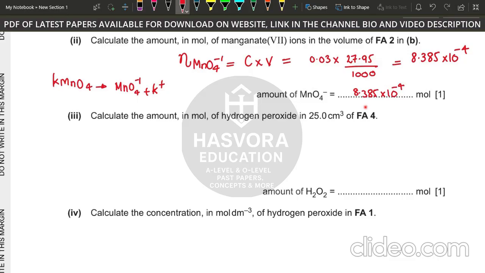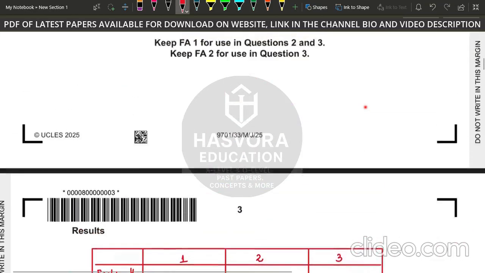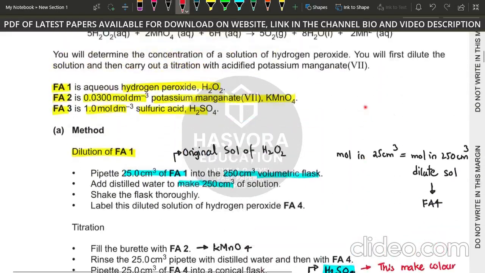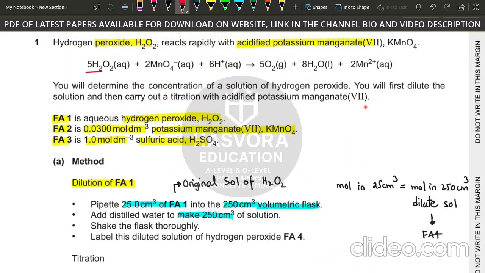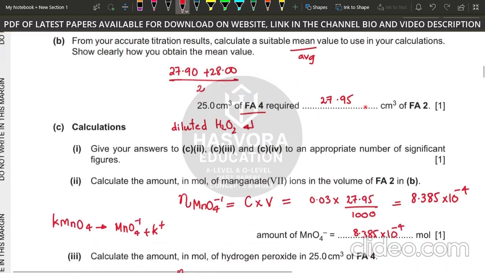Now calculate the amount in mole of hydrogen peroxide in 25 cm cube of Fa4. So we have to calculate now the moles of the hydrogen peroxide in the volume of 25 cm cube. So you know that 25 cm cube of Fa4 actually reacted with the 27.95 cm cube. Okay, so what we are going to do is check the ratio of them. The ratio of hydrogen peroxide to manganate ions is 5:2, so we are just going to do it like that.